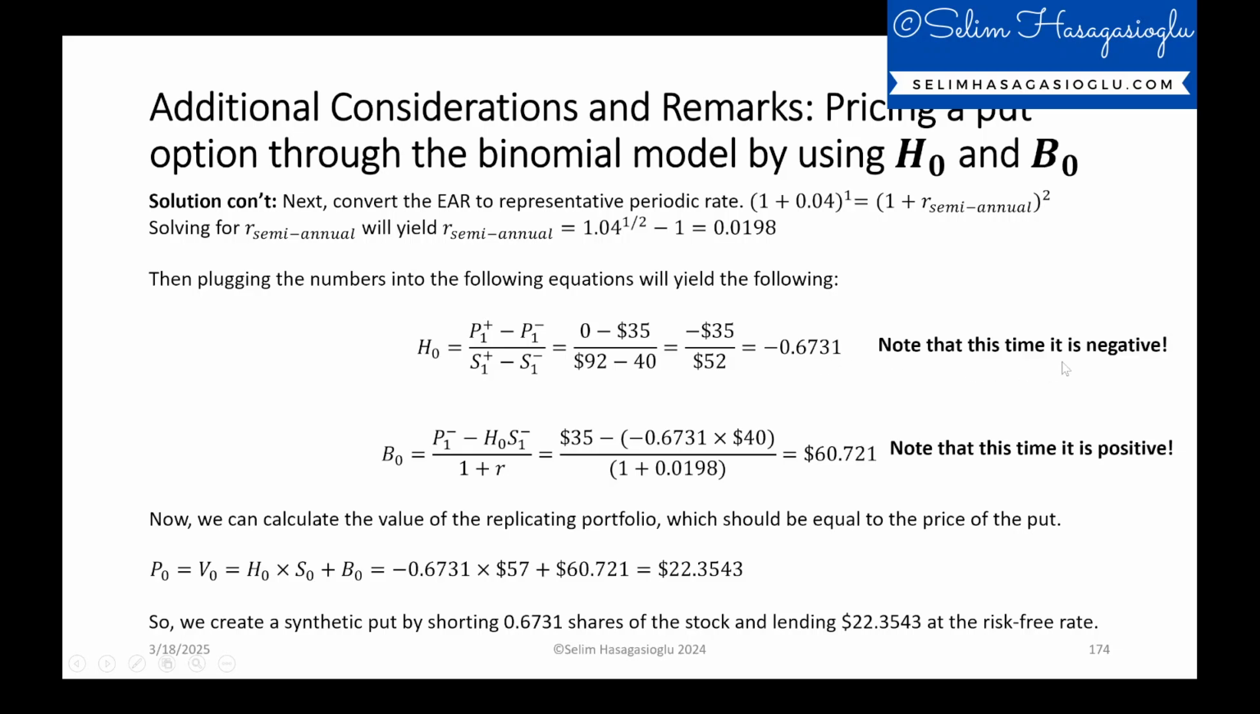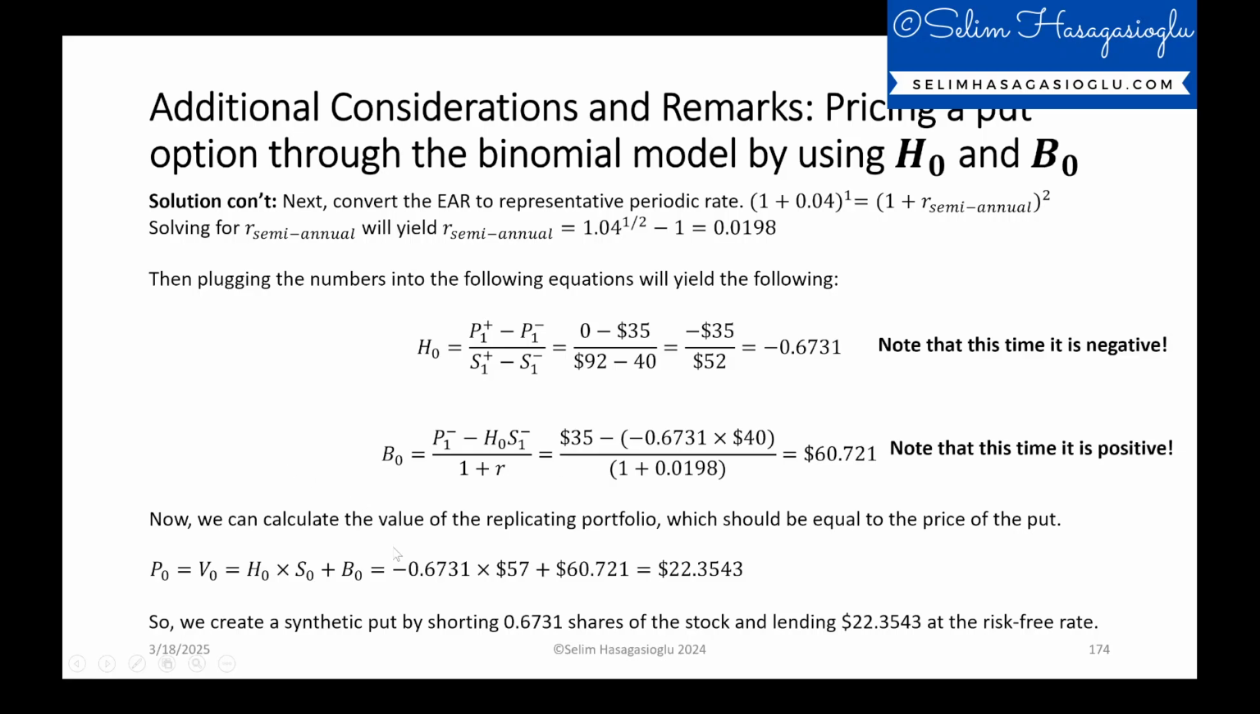Note that this time this hedge ratio or delta is negative. You are shorting the stock. And then calculate the amount you need to lend. Here we have this formula. We know all of these values. H0 was already calculated in the previous step. Just plug this value into this equation. So B0 should be $60.721. And note that this time it is positive, meaning that you are lending rather than borrowing in this case.